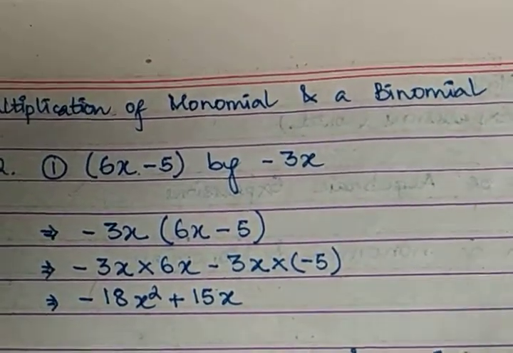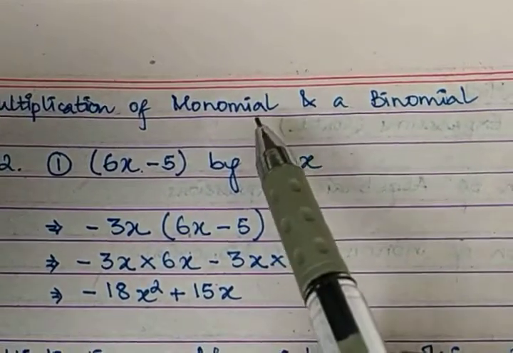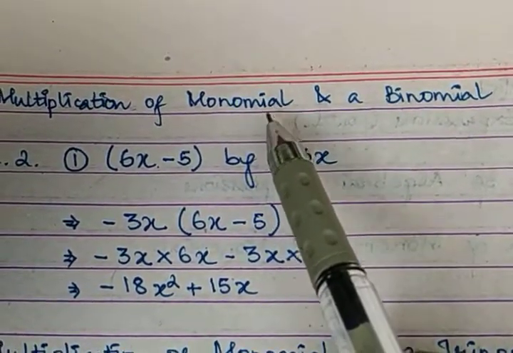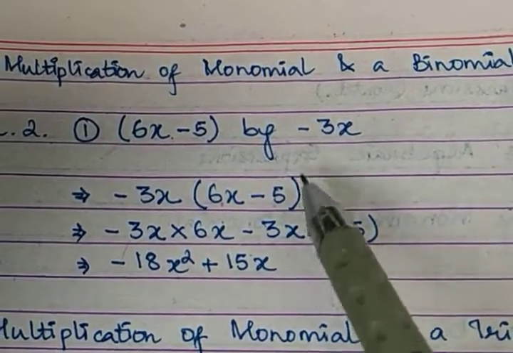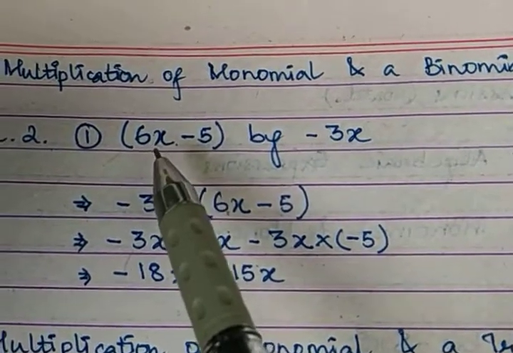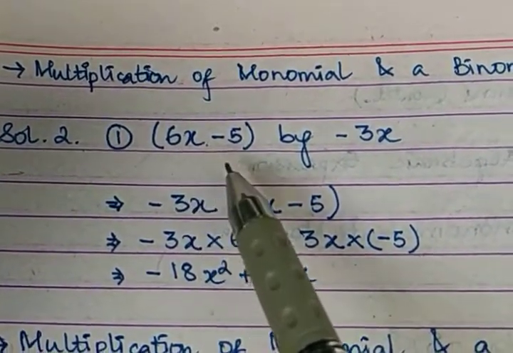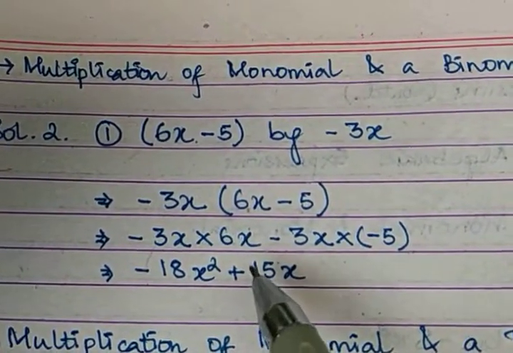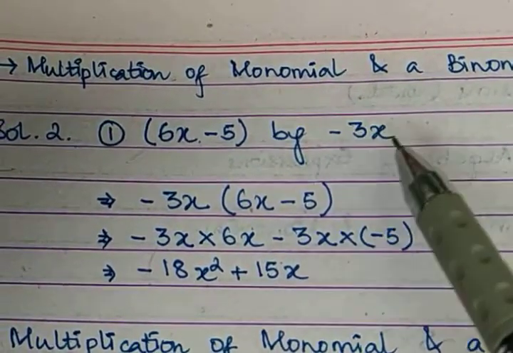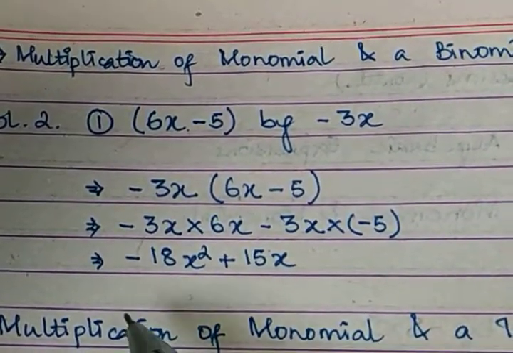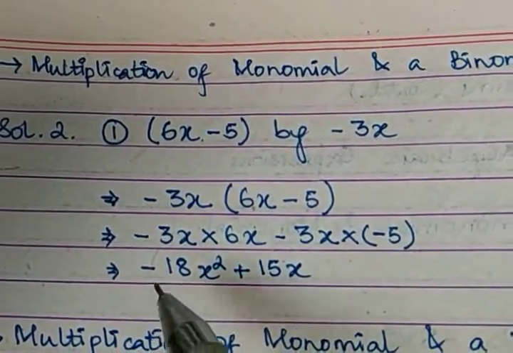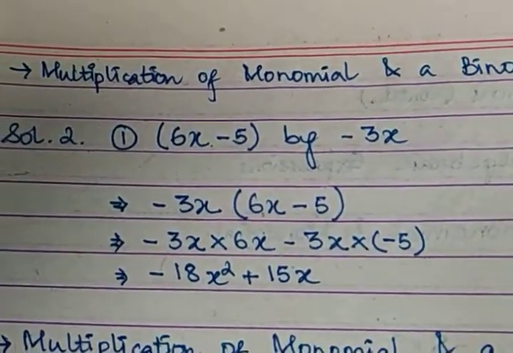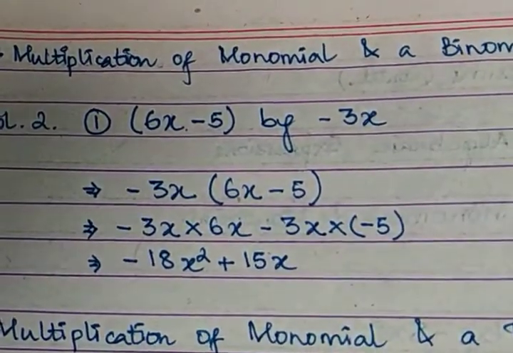That's it. Now the next topic we have here is multiplication of a monomial and a binomial. One term and two terms. Let's check it out. We have question 2-1 as 6x minus 5 by minus 3x. What I recommend is to keep the smaller term at front. Monomial means one term, binomial means two terms. The lesser the terms, keep it in front. It will be easier.